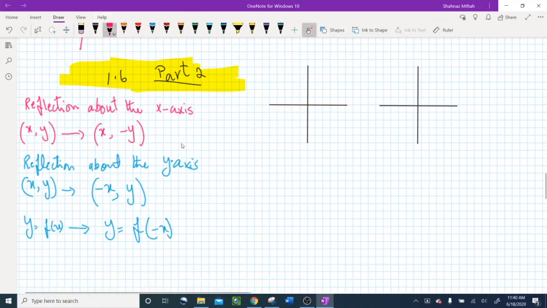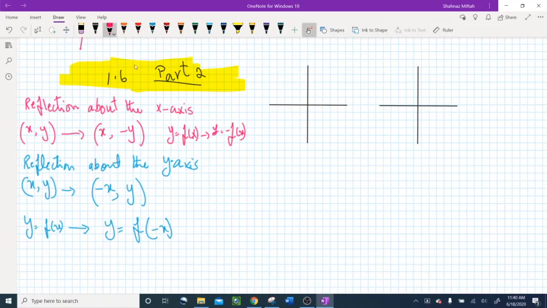The same goes for the reflection about the x-axis, where the original is y equals f of x. When you're changing the y sign, then you are going to do something like y equals negative f of x, which means I'm changing the y value to negative. That's sometimes what the notation looks like. So let me give you an example for reflections.